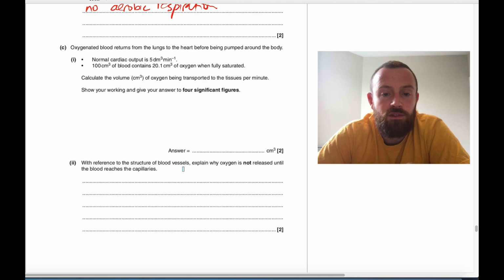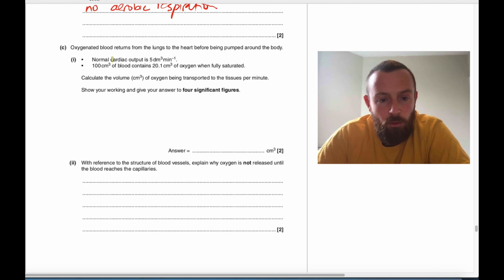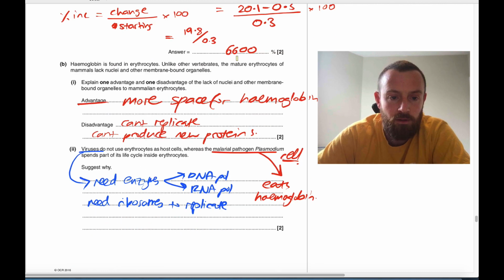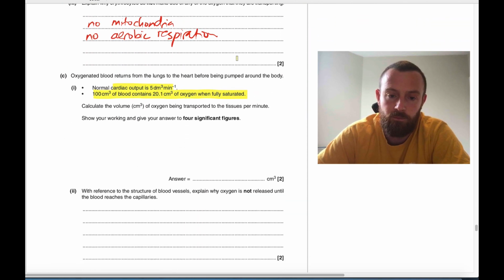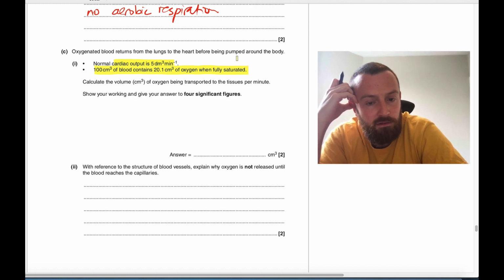Oxygenated blood returns from the lungs to the heart before being pumped around the body. So this is going to be a cardiac output calculation. Normal cardiac output is 5 dm³ per minute. 100 cm³ of blood contains 20.1 cm³ of oxygen when fully saturated, and that's nice that they put that there. It was already up there, but they've written it down here. Calculate the volume of oxygen transported to the tissues per minute to 4 significant figures.